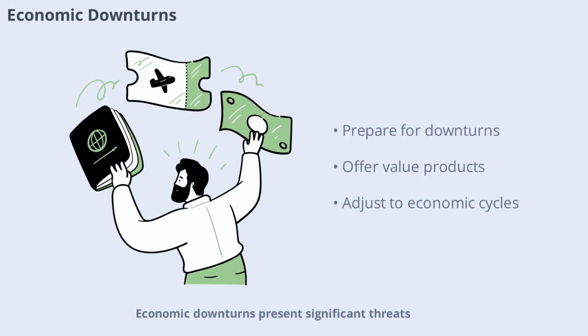Economic downturns present significant threats, such as reduced consumer spending and tighter credit conditions. However, they can also create opportunities for businesses that offer value-oriented products or services. By understanding economic cycles, companies can adjust their strategies to weather tough times and emerge stronger.